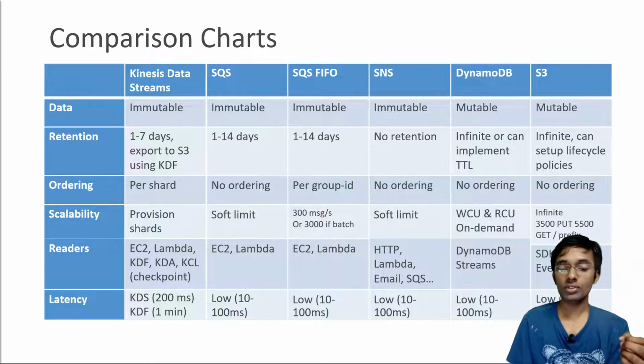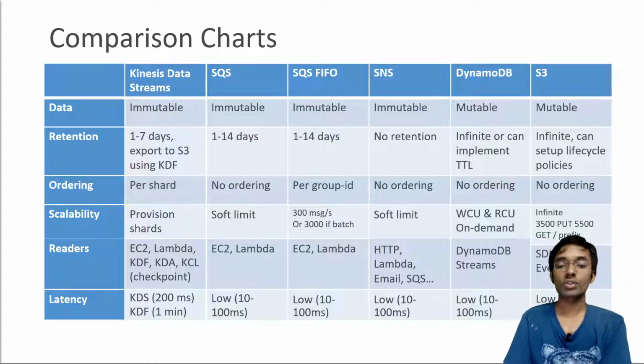So SQS, the data is also immutable. Once it is inserted, it cannot be removed, and the data retention in SQS is going to be between 1 to 14 days. There is no ordering for SQS standard, and the scalability is virtually unlimited. There's a soft limit, but you can always increase it. The readers of SQS are going to be EC2 or Lambda functions. And the latency in this case is going to be quite low, between 10 to 100 millisecond.